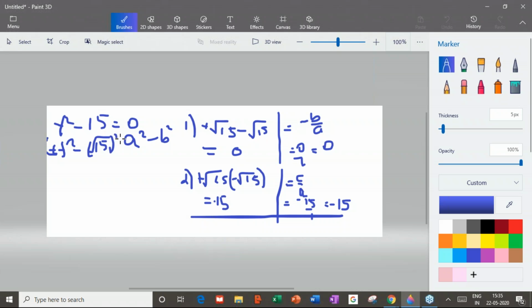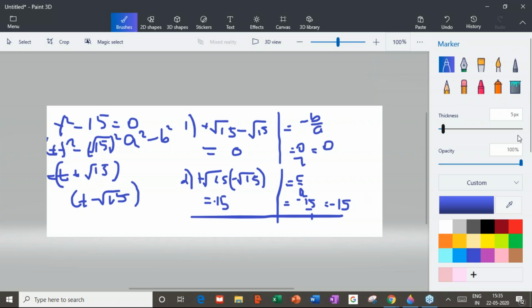Sorry for the cramped handwriting. So now you get t plus root 15 and t minus root 15, right? If you use the a square minus b square formula expansion, that's how you get plus minus. I think this is a clearer way of explaining.